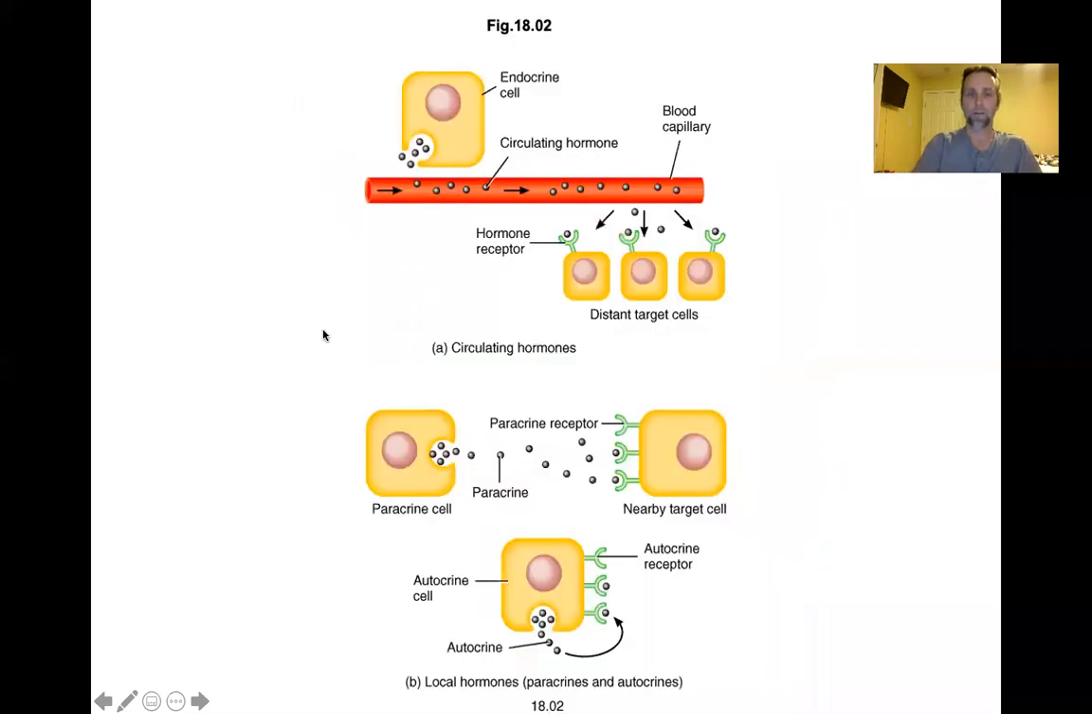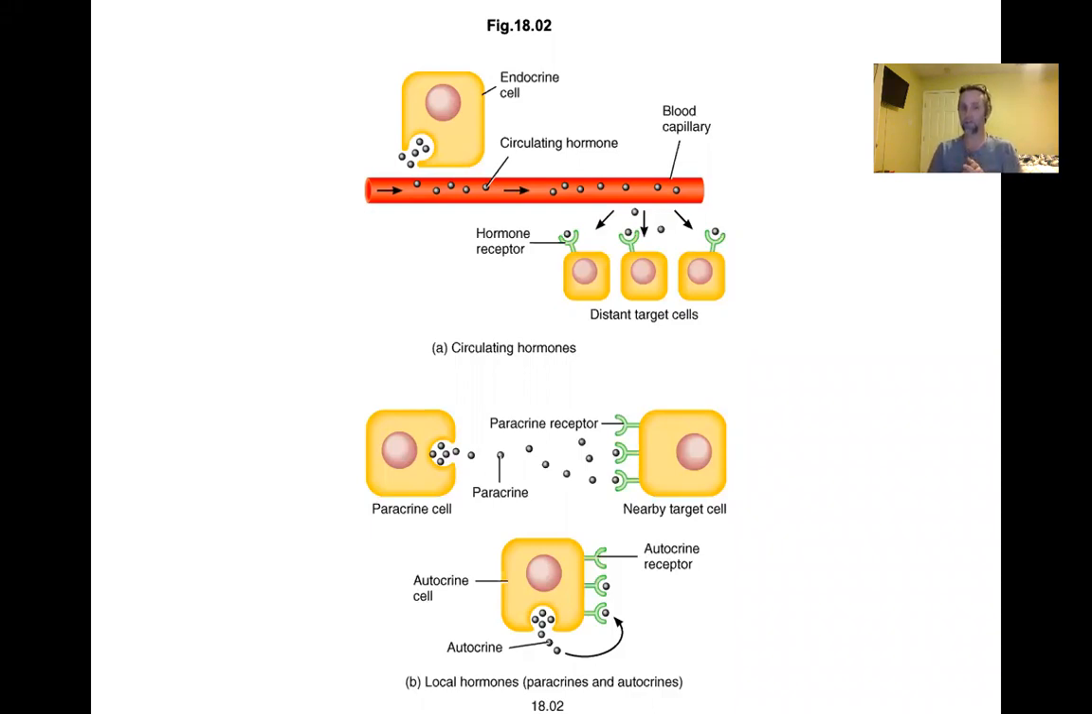I'm going to ask a question from this on there. So you need to know the difference between circulating and local hormones, right? Circulating hormones circulate in the blood. Local hormones will circulate nearby, right?